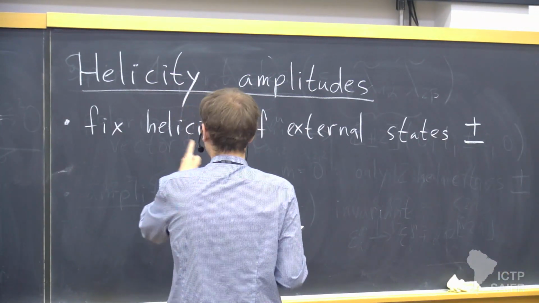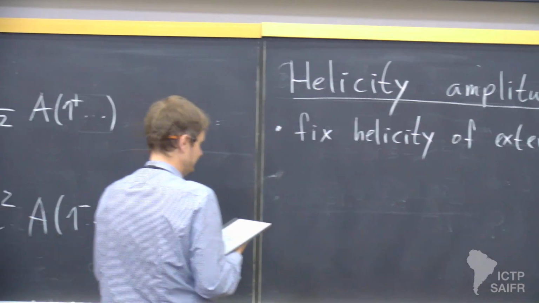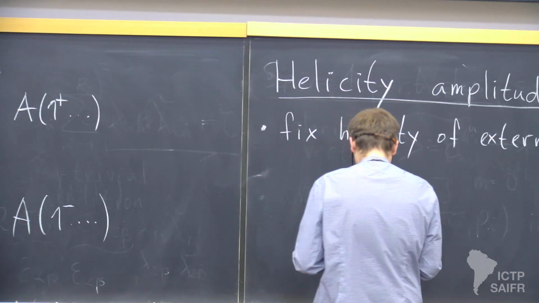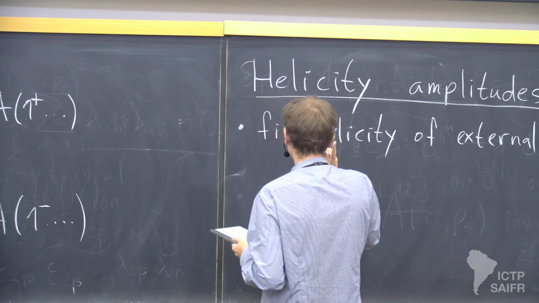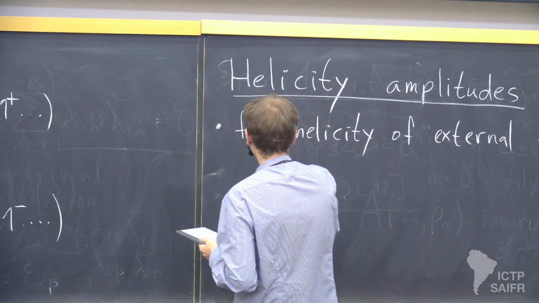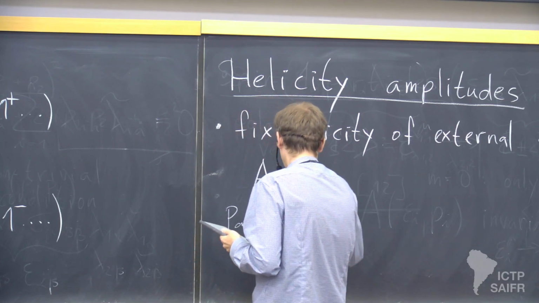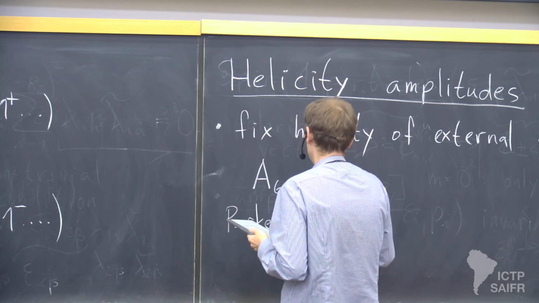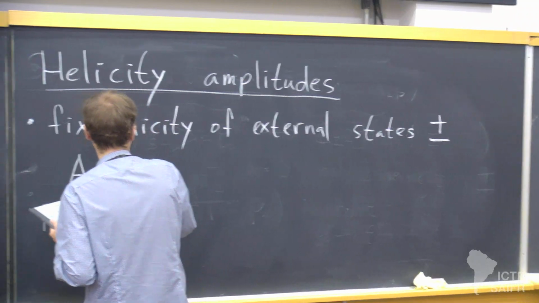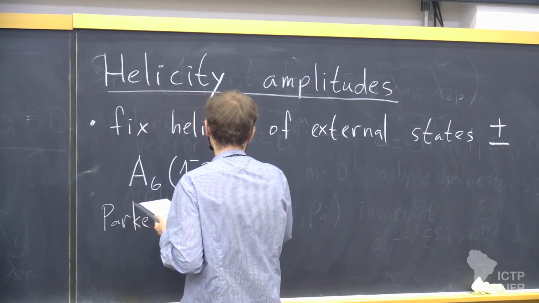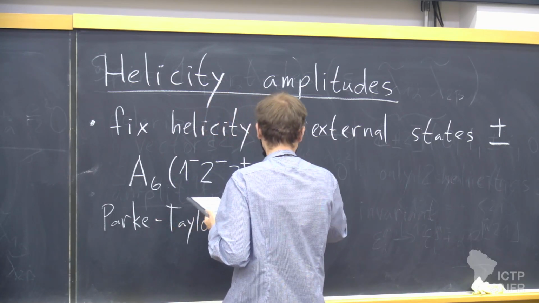So we pick the external states. What are the helicities? We know how they transform under these little group weights. So from that, we can already do some checks. This is not a derivation of the formula. But this Parke-Taylor formula I wrote before was a tree-level amplitude for the following helicities: 1 minus, 2 minus, 3 plus, 4 plus, 5 plus, 6 plus.